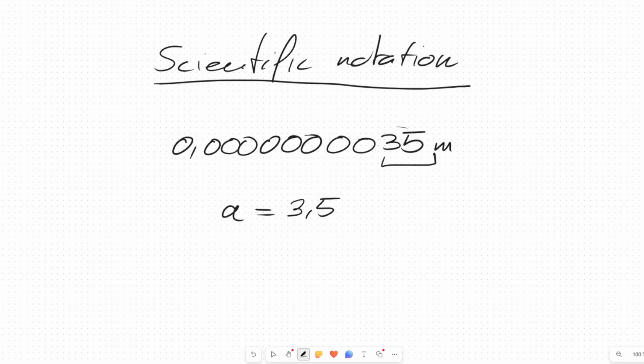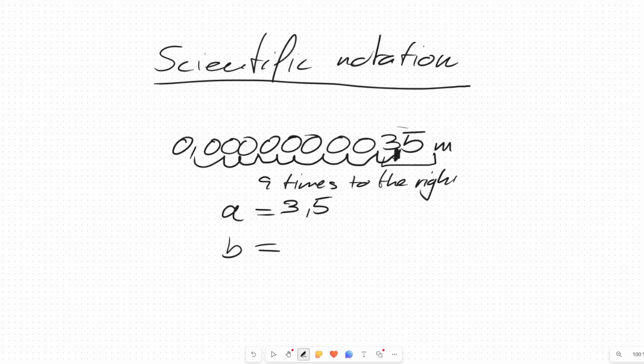Okay, so we found a, and now we have to find b. How do we find b? Well, b is basically the number of steps we have to move the comma in order to get it to where it stands here, between the 3 and the 5. So how many times do we have to move the comma for this to work? Well, 1, 2, 3, 4, 5, 6, 7, 8, and 9 times. In order to move the comma from where it was to where it's going to be, I had to move the comma 9 times to the right.